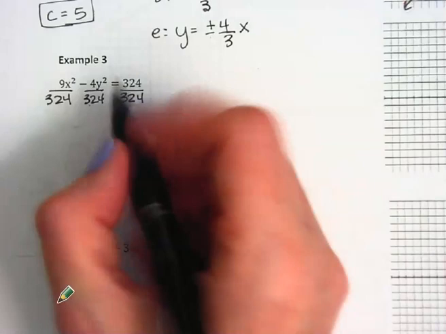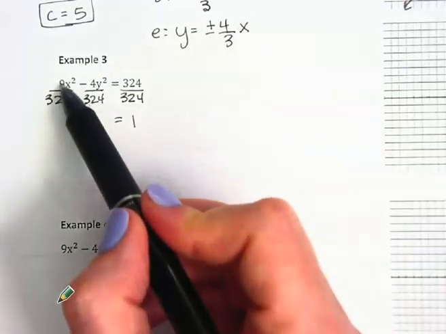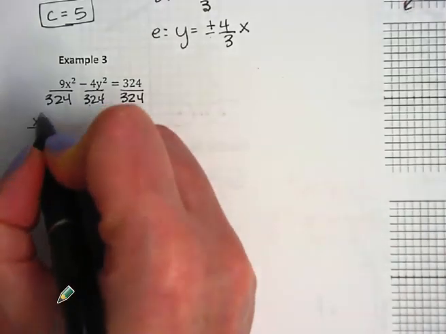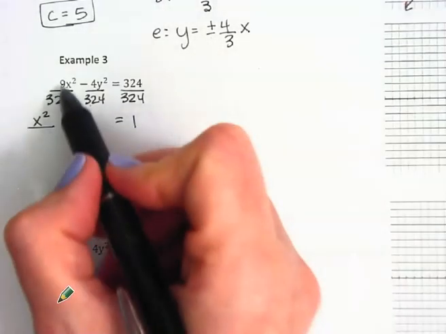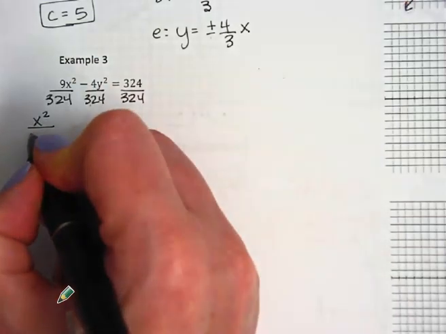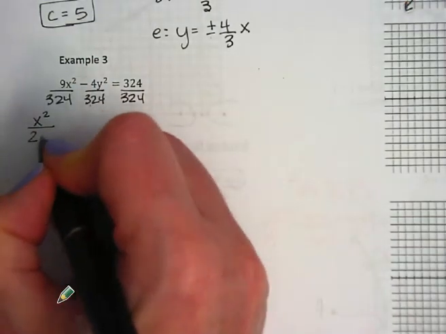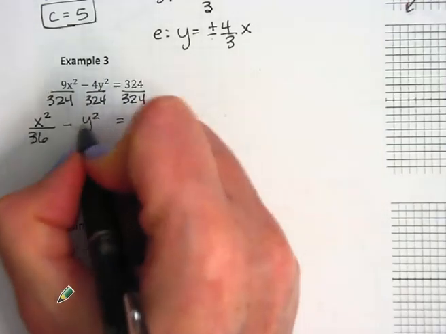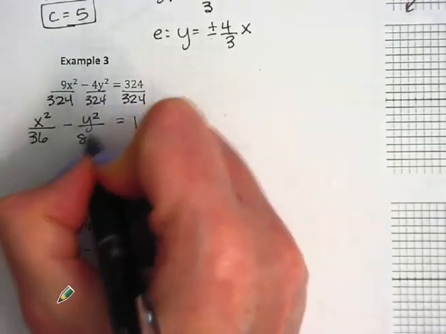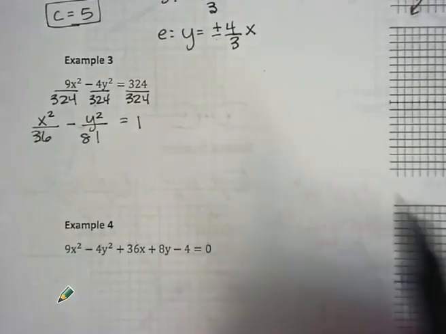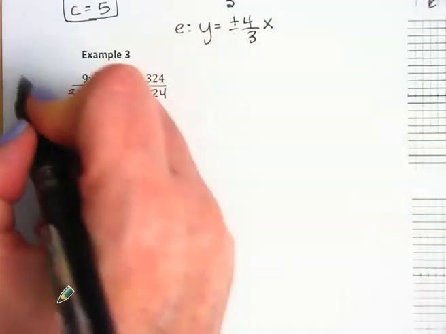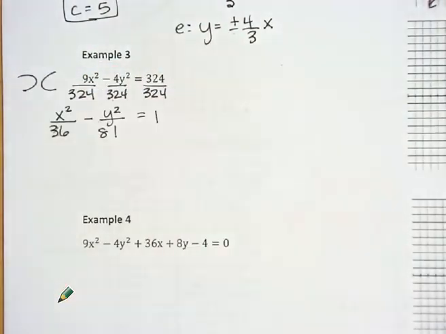So now I do have a 1 on the right side, and then when I simplify these fractions, I will have my a squared and b squared denominators. 9 goes into 324 36 times, and 4 goes into 324, 81 times. So now we can tell that because x squared is listed first, this hyperbola goes left and right.